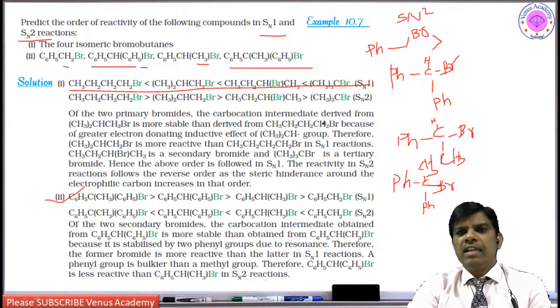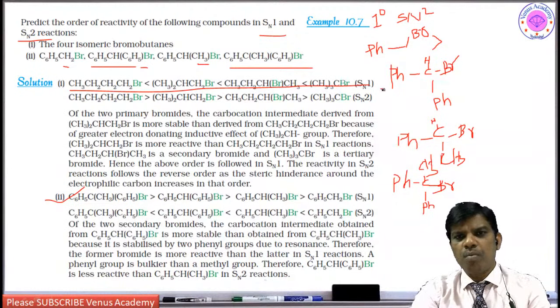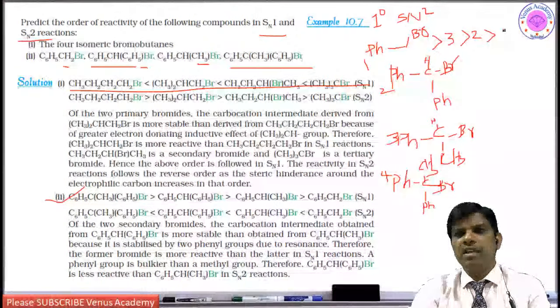So we know that in SN2, primary alkyl halides easily undergo SN2, right? So let us write primary first, then which is primary comparatively. This is secondary, but it is benzylic. So let us write, this is compound 2, this is 1, 3 and 4. So the third compound comes here, then followed by the second one, and followed by the fourth one.